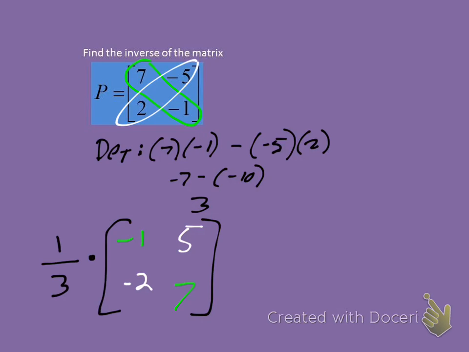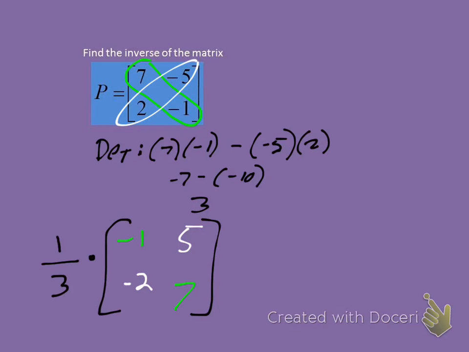Okay, does everybody see that? You change the spots of the green ones, change the signs of the white ones. Sorry, I screwed that up. You change the spots of the green ones, change the signs on the white ones.